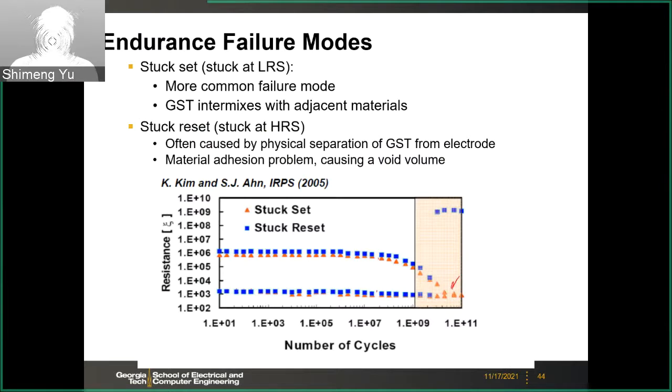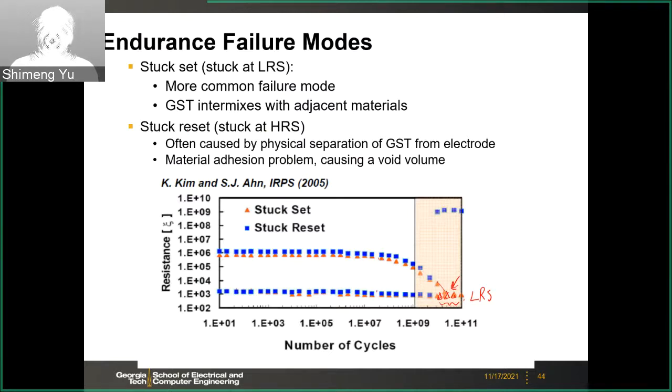So here this orange dot means that the resistance will be permanently fixed to the LRS, stuck at LRS. This is the more common failure mode. This is typically the GST after so many cycles diffusing out into the adjacent materials next to your heater. So there is an intermix of the material, so you cannot achieve the amorphous state.